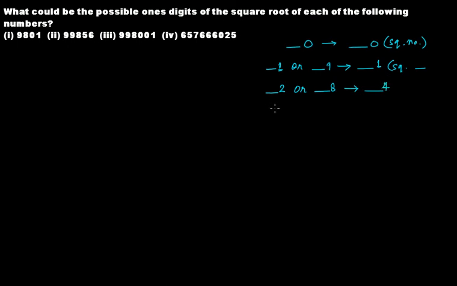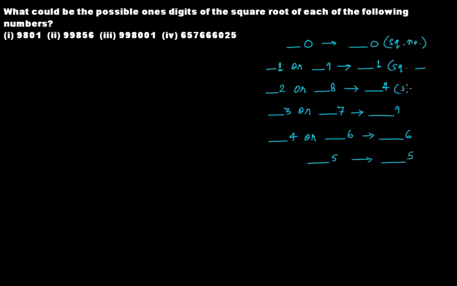Now, if your number ends in 3 or ends in 7, your square number ends in 9. If your number ends in 4 or ends in 6, then your square number ends in 6. Lastly, if your number ends in 5, then its square number will also end in 5. So these are the properties of square numbers.